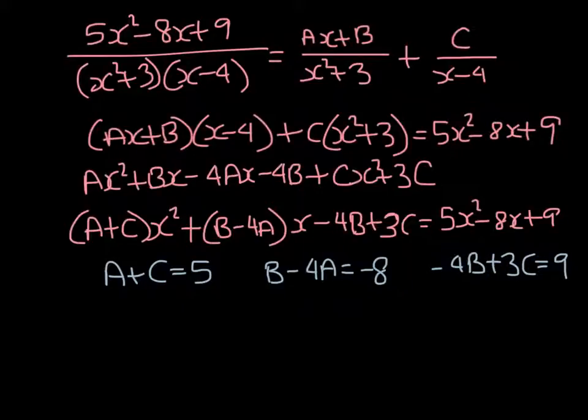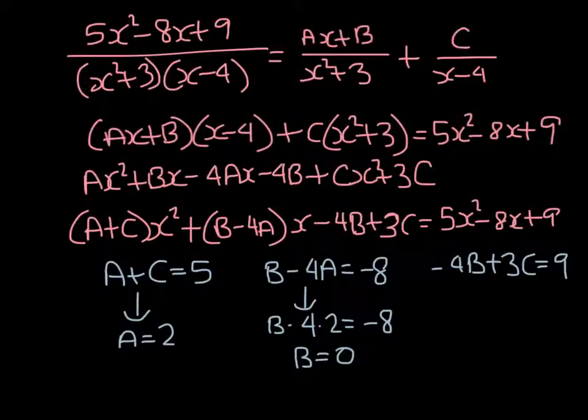So from the first equation, if we plug in c equals 3 that we found earlier, we'll get that a equals 2. Then we can use our second equation and plug in the value of a that we just found. So b minus 4 times 2 equals negative 8 gives us b equals 0. And even though we found everything, we can just use this third equation as a check to make sure we got everything right. So negative 4 times 0 plus 3 times 3 is indeed 9. So we know things are probably going good.